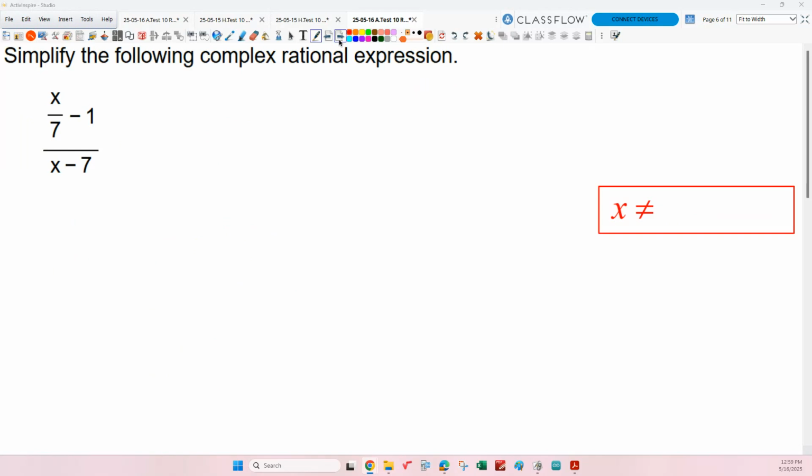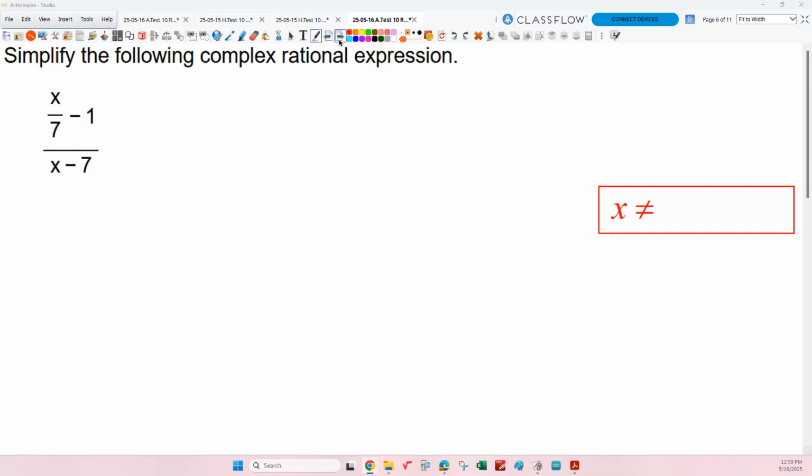Do you remember what we have to do before we can think about dividing it? You have to get the top to have the same denominator. Yeah, we want this to be one fraction. So what would the denominator up top be? 7. So how could I change 1 to have a denominator of 7?